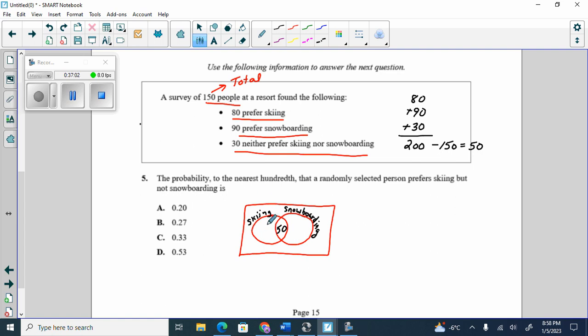And then I can subtract. Skiing is 80, so the whole circle is 80. It doesn't say 80 only. If it said 80 only, I'd put an 80 here. But skiing is 80, so that's 30 who like skiing only. 90 like snowboarding, so it's 40 who like snowboarding only, and 30 on the outside.